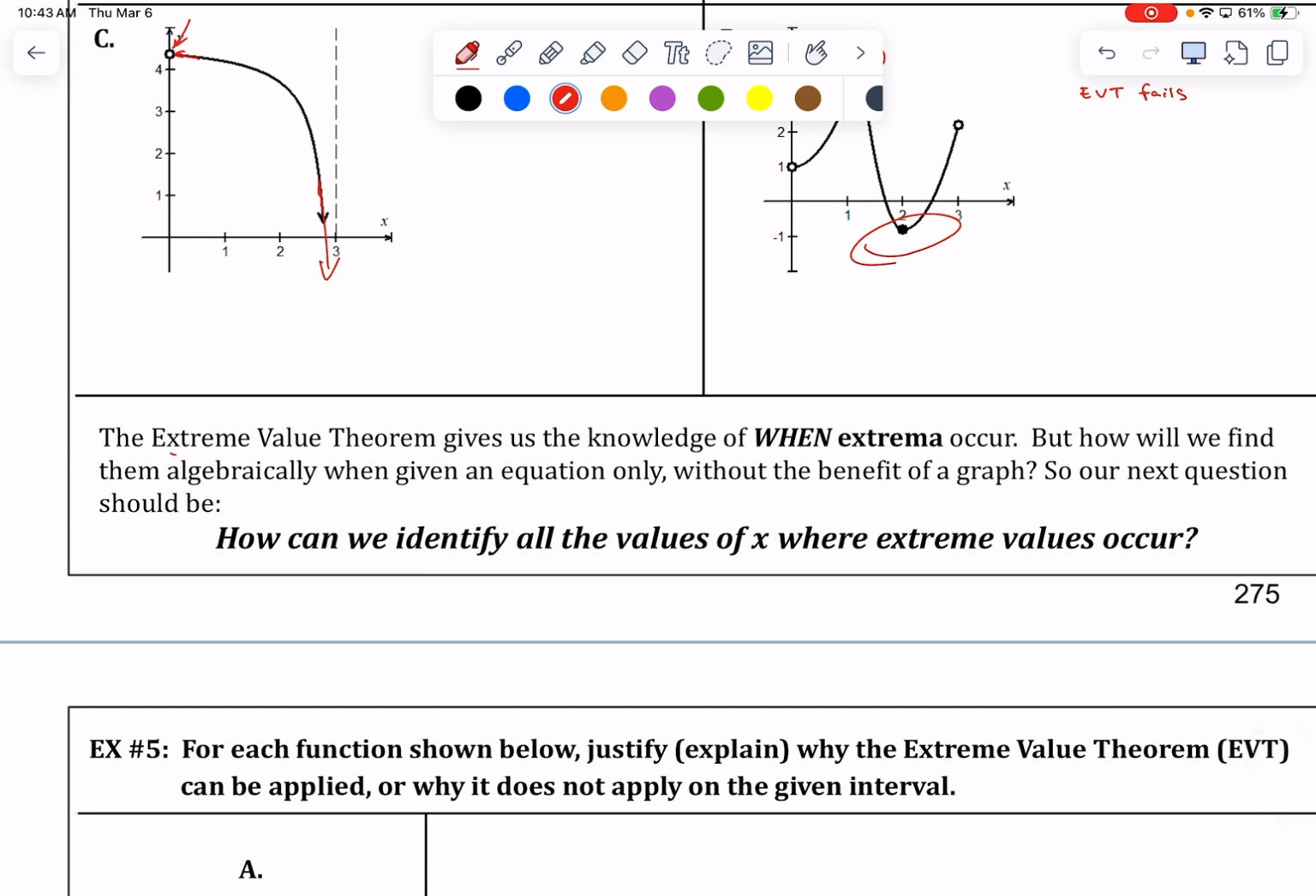So the EVT theorem, here we go. We're going to do this quick. I need to get this done. The EVT theorem gives us the knowledge of when extrema occur, but we'll find out how to do it algebraically next, without the benefit of a graph. So the next question should be, how can we identify all the extreme values? I said we're going to have to check endpoints and what? Interior points. Interior points are where you have peaks and valleys. And you can have two types of peaks or valleys.